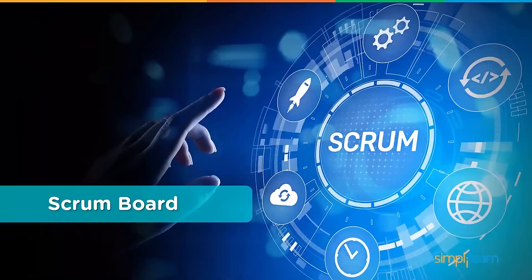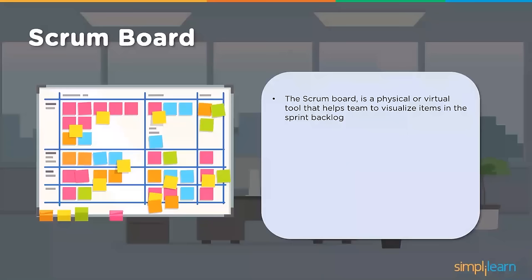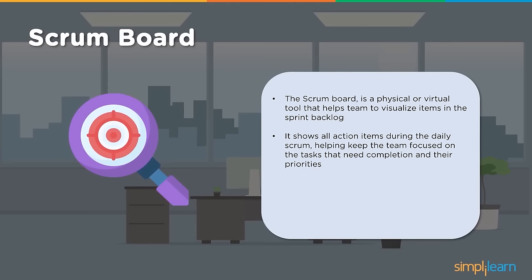Then there is something called the Scrum Board, which is used during this flow of Scrum, right from the product backlog to the creation of that increment. So let us look at what a Scrum Board is. The Scrum Board is a physical or virtual tool that helps the team visualize items in the sprint backlog. It helps in tracking what has been delivered, what is in progress, and what needs to be delivered further. It shows all action items during the daily Scrum, helping keep the team focused on tasks that need to be completed and their priorities.